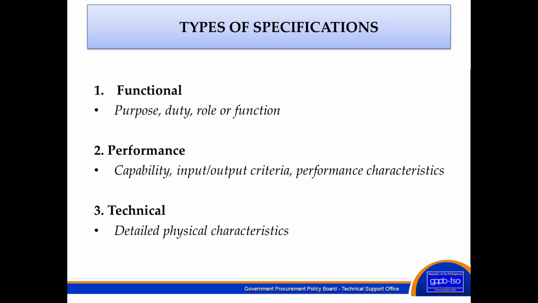So moving on, we have here the types of specifications. Number 1, we have the functional, which defines the purpose, duty, role, or function. Secondly, we have the performance, which covers the capability, input or output criteria, and performance characteristics. And then the technical, which is the detailed physical characteristics.